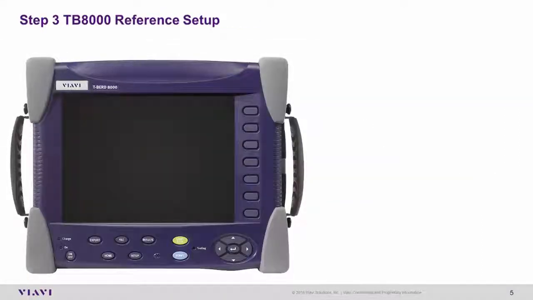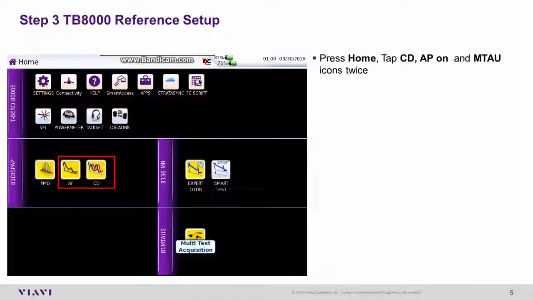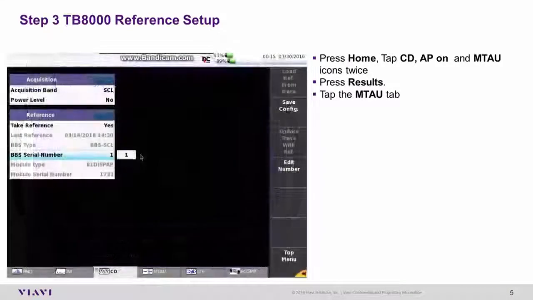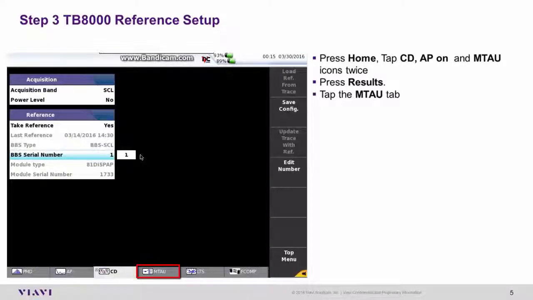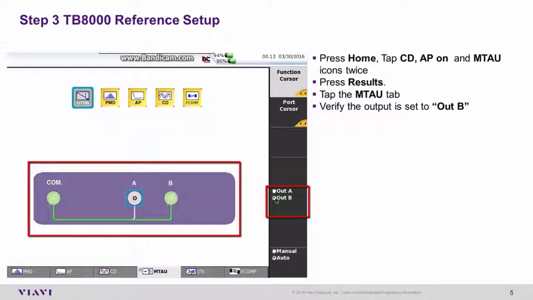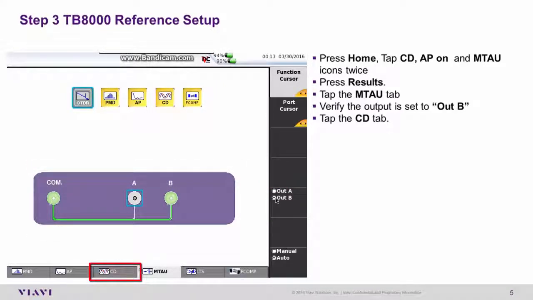Step 3. T-BERD 8000 reference setup. Press the Home button. Tap CD, AP, and the MTOW icons. They will turn yellow when they are activated. Press the Results button. Tap the MTOW tab at the bottom of the screen. Verify the output is set to Out B. Then tap the CD tab at the bottom of the screen.